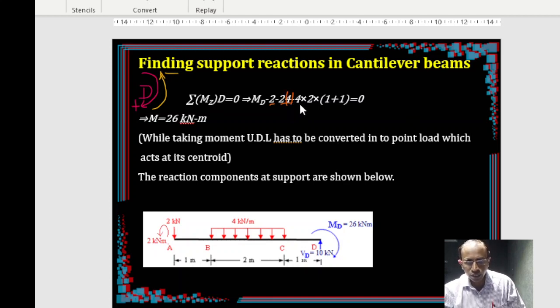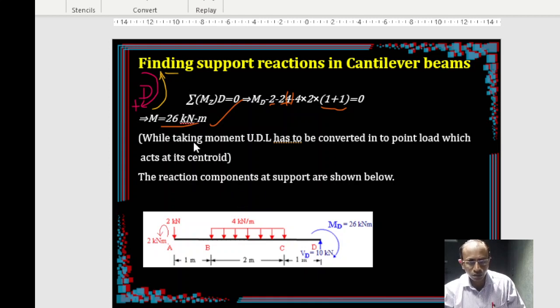2 times 4 and then 4 times 2, that is the UDL which was converted to a point load, at what distance? At 2 meters distance it is acting. Now you simplify that. 2 plus 8 plus 8 into 2, 16, right? So you got 8 into 2, 16. 16 plus 8 is 24, 24 plus 2 is 26, that's the moment. And you got positive, that means the assumed direction is correct.